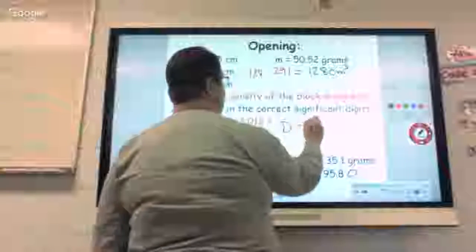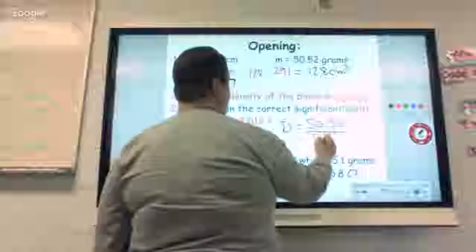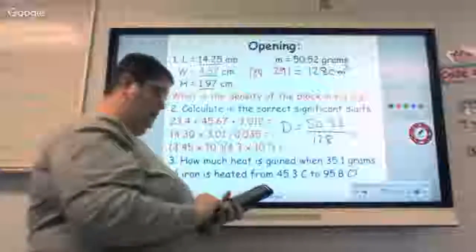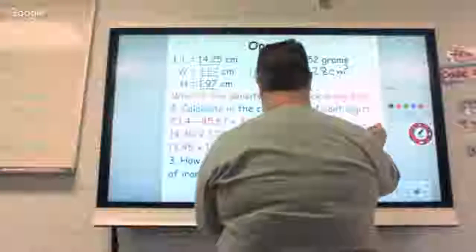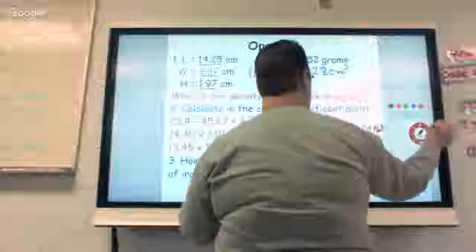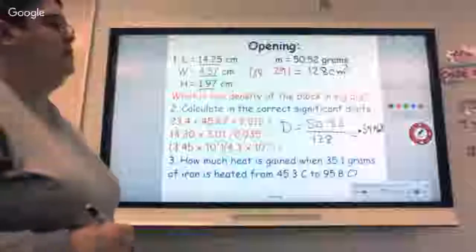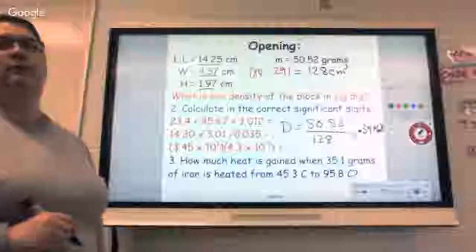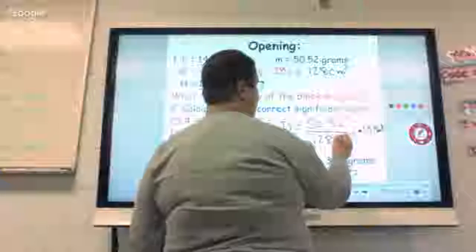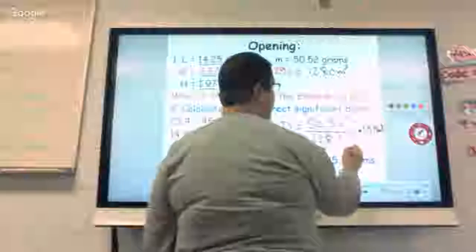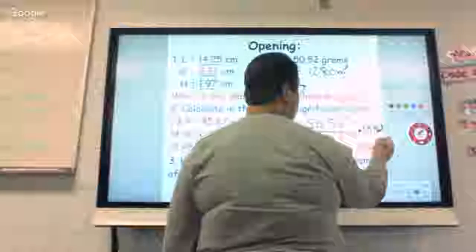Now, when we calculated density, this is where we had the issue. 50.52 over 128, and we get 0.39468, and so on. Now when we go to round this, how many significant digits do we need? 3, because we have 4 significant digits here, and we have 3 significant digits here, so we want to round that to 0.394, and then grams per centimeter cubed.